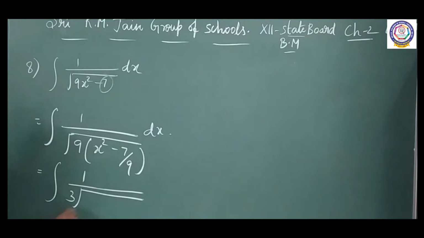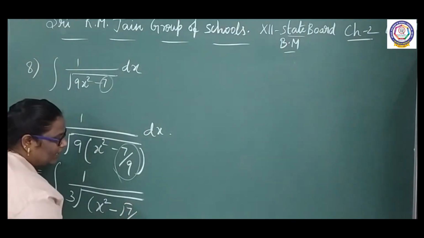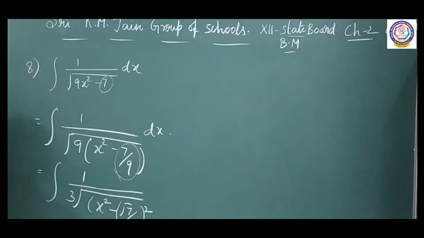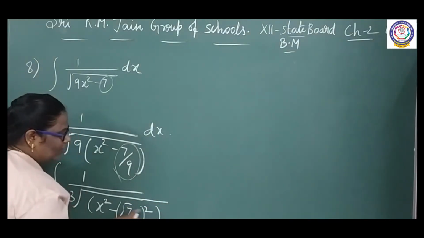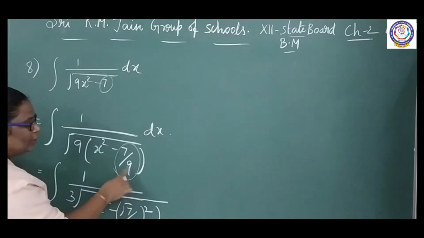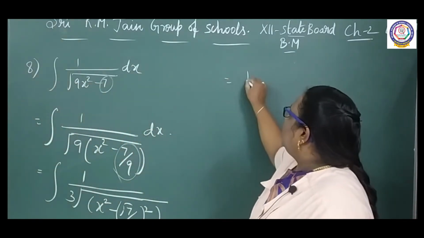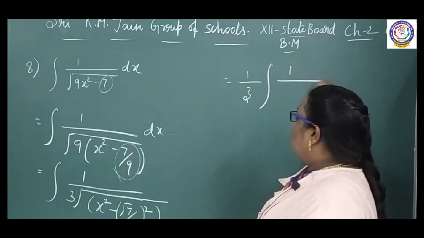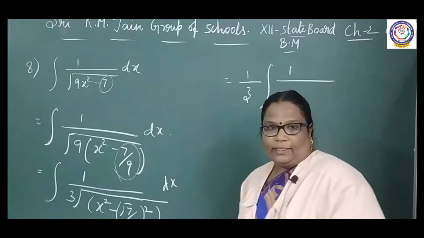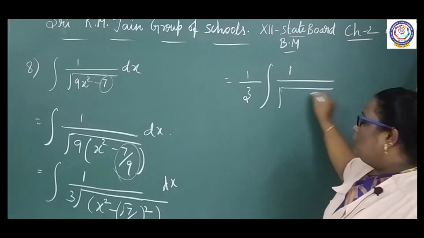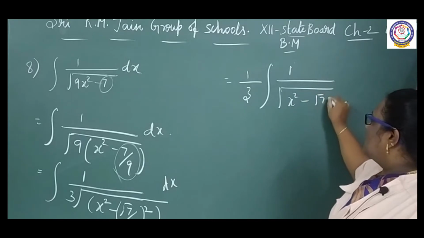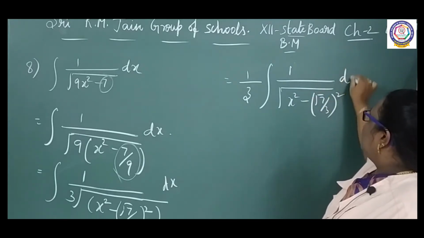So I will write it out: 3 into x square minus, how will I make it a square form? See here, root 7 by 3 the whole square. Root 7 into root 7 is 7, 3 into 3 is 9. So you will take 1 by 3 out. Integral 1 by root of x square minus root 7 by 3 the whole square into dx.